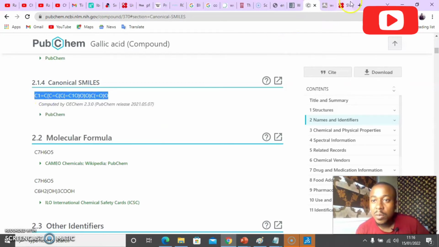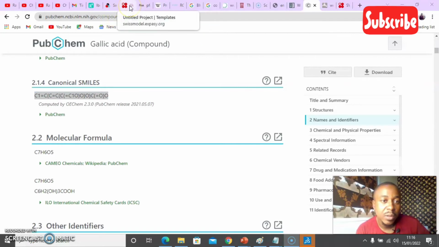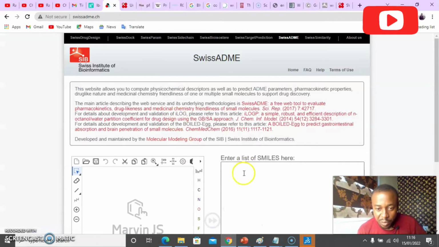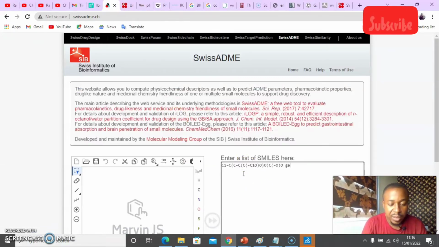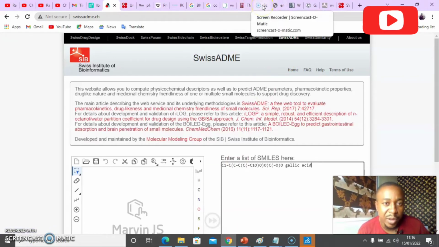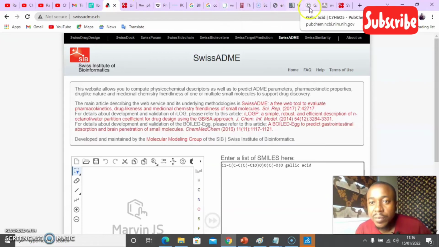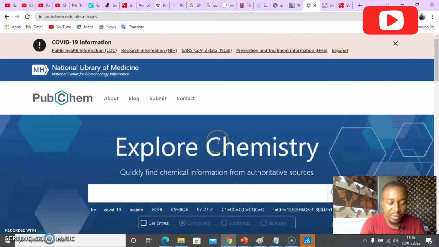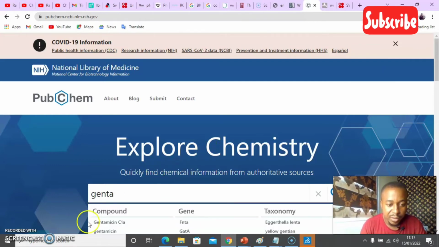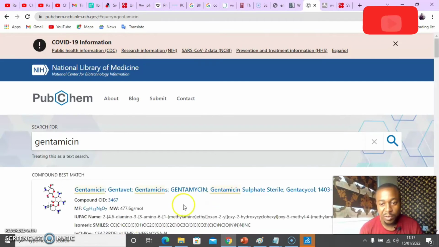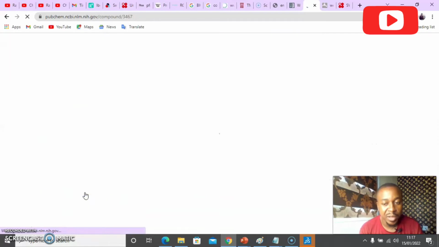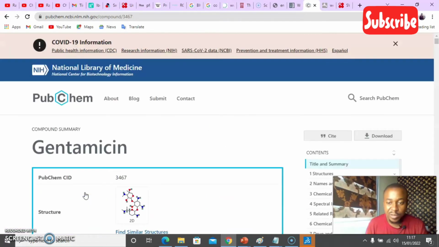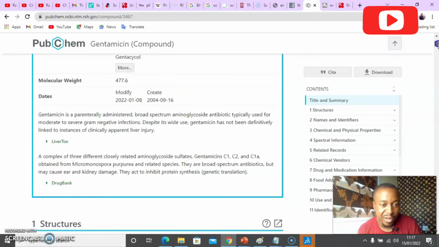Go to our Swiss ADME. You come here and paste it. Okay, this is gallic acid. Let's also look at a common drug. Let's see gentamicin. We've actually known that gentamicin doesn't have an oral preparation. Gentamicin comes in parenteral preparation, either through intramuscular or intravenous routes. So gentamicin doesn't have an oral route. Let's see why gentamicin doesn't have an oral route.